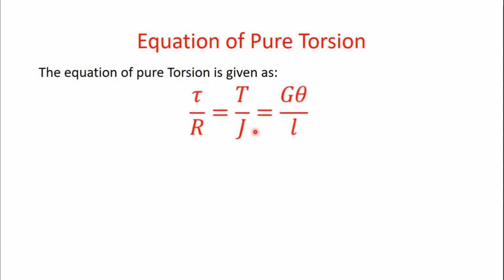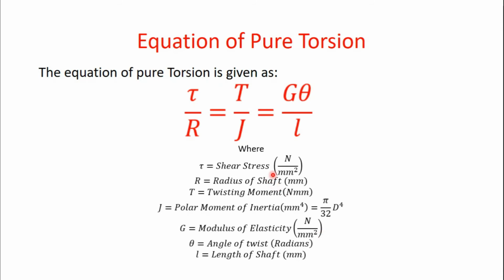It is given as tau upon r equals T upon J equals G theta by L, where symbols have their usual meaning. You can see where tau is the shear stress taken in Newton per mm square, r is the radius of shaft in mm, T is the twisting moment in Newton mm, J is the polar moment of inertia which is taken in mm to the power 4, and its formula is pi by 32 d to the power 4, where d is the diameter of the shaft.